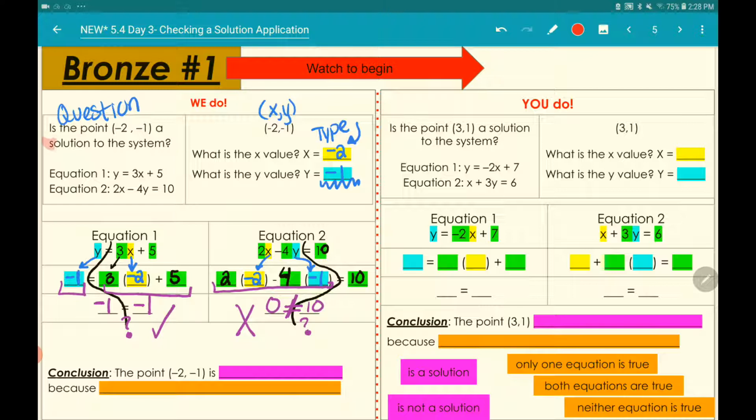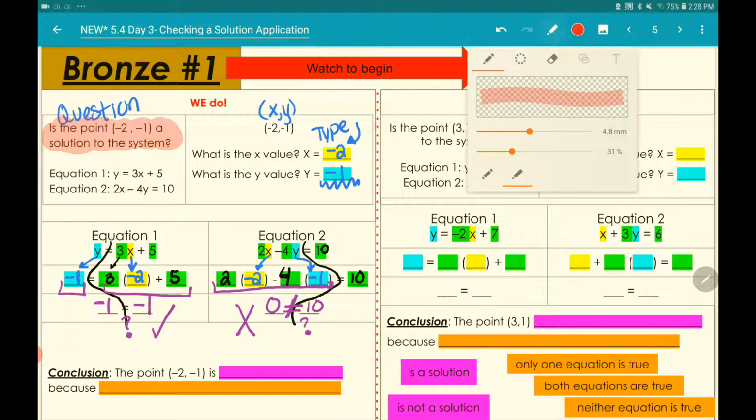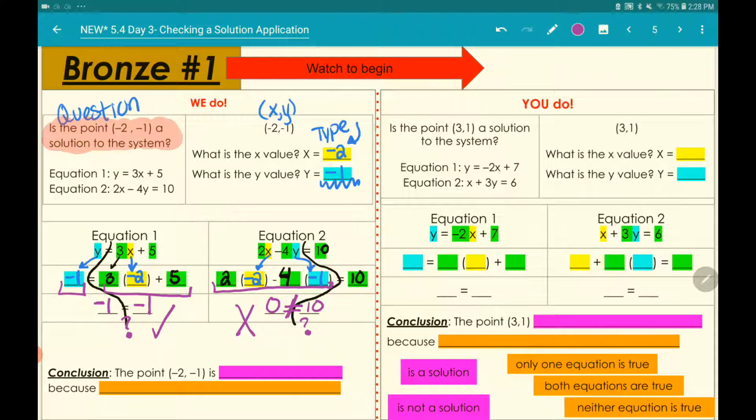Now we need to ask ourselves the question that was being asked in the beginning. Is the point a solution to the system? So what makes something a solution? Let's go ahead and look at our word bank. In order for something to be a solution to a system, does one equation need to be true, both equations need to be true, or neither equation? The correct answer is both equations.